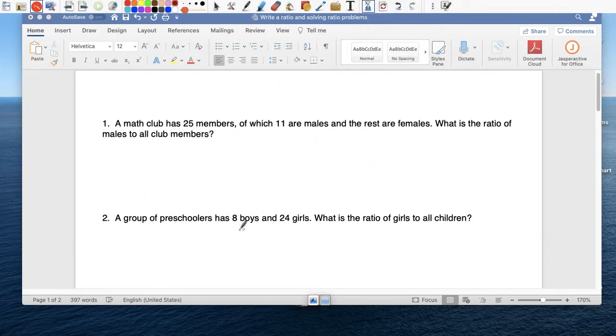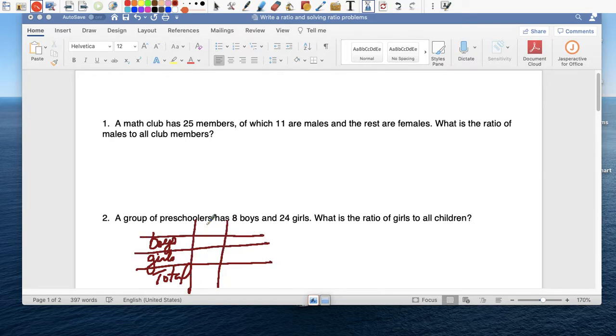Preschoolers, little children, there's 8 boys, 24 girls. What's the ratio of girls to all children? So again, let's set it up. Boys, girls, and total. So right now, there are 8 boys, 24 girls, and what's the total? Well, they don't tell us the total, but we can add, right? 8 plus 24, there's 32 the total. That's enough, because we don't need anything else.